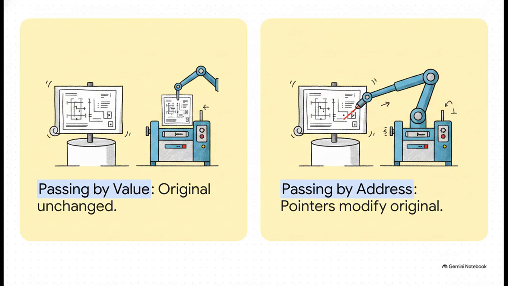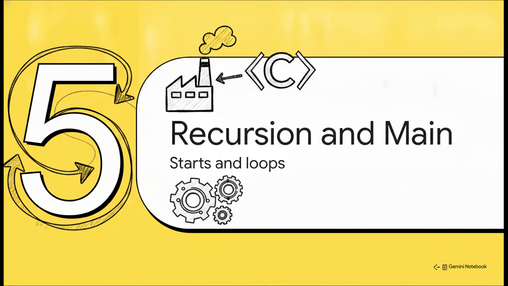But what if you actually want the machine to alter the original data? Actually, scratch the photocopy idea. If you want to change the original, you have to pass by address using pointers. Instead of giving the machine a copy, you give it the exact physical location on the factory floor where that variable lives. By using pointers, the function reaches out to that specific address and directly updates the original data. Pretty powerful, right?